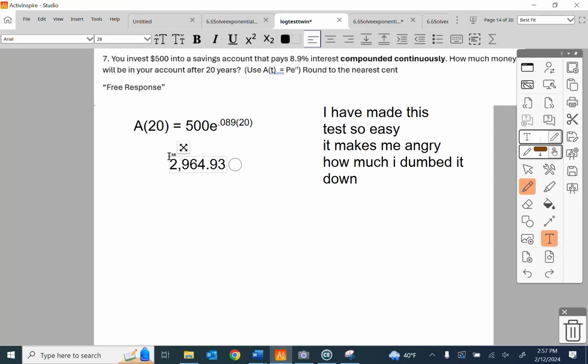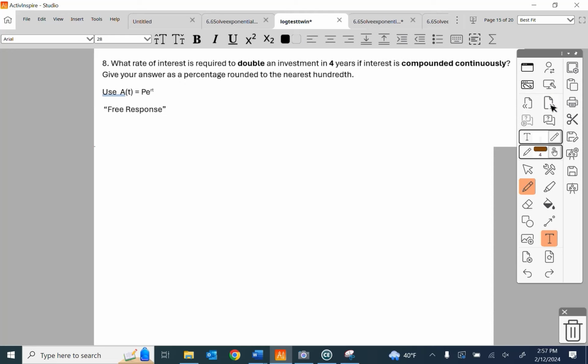Of course, there's going to be another logarithm test, but this one was made way too easy. Trying to get y'all to pass. All right, what rate of interest is required to double an investment in 4 years if the interest is compounded continuously? Give your answer as a percentage rounded to the nearest hundredth.